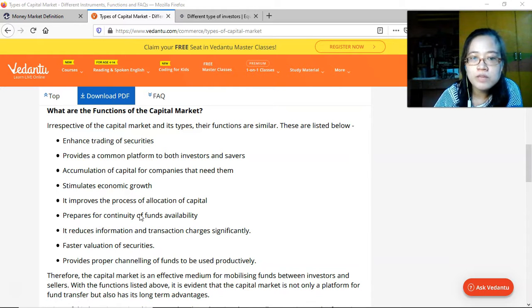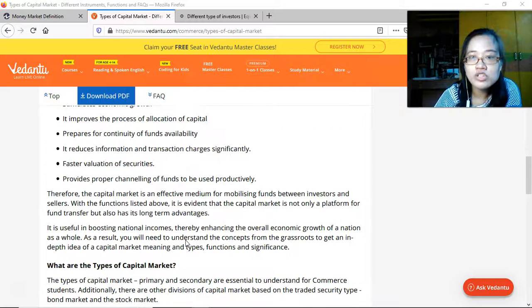Okay? It improves the process of allocation of capital. Kasi yun nga, from hindi gumagamit to sa mga gumagamit. Prepares for continuity of funds availability. It reduces information and transaction charges significantly. Faster valuation of securities. Provides proper channeling of funds to be used productively. Therefore, the capital market is an effective medium for mobilizing funds between investors and sellers. With the functions listed above, it is evident that the capital market is not only a platform for fund transfer but also has its long-term advantages.